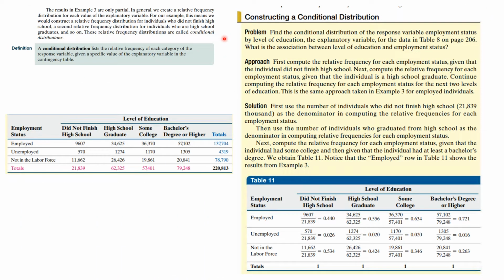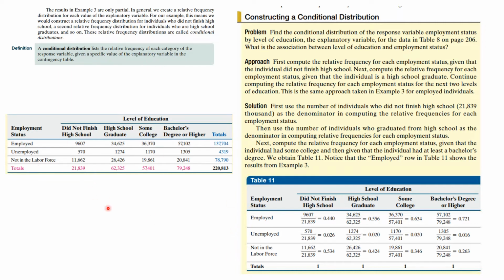Now we can also construct what is called a conditional distribution. And a conditional distribution lists not only the relative frequencies in the margin, but it lists the relative frequencies of each category of the response variable, given a specific value of the explanatory variable in the contingency table.